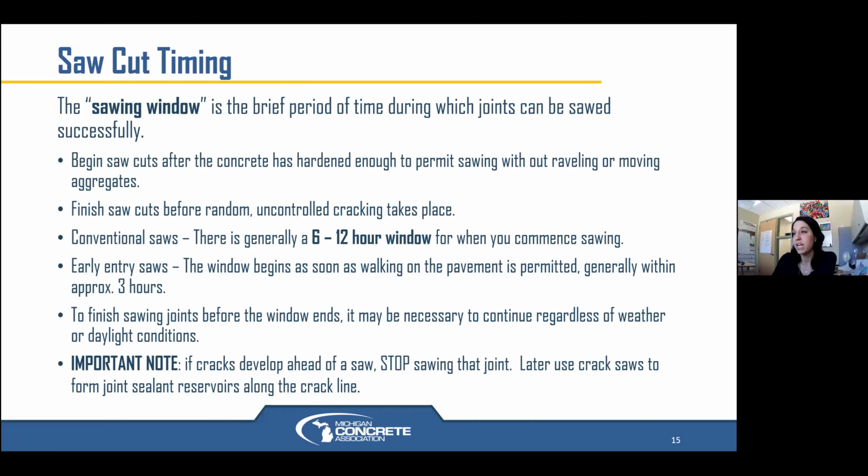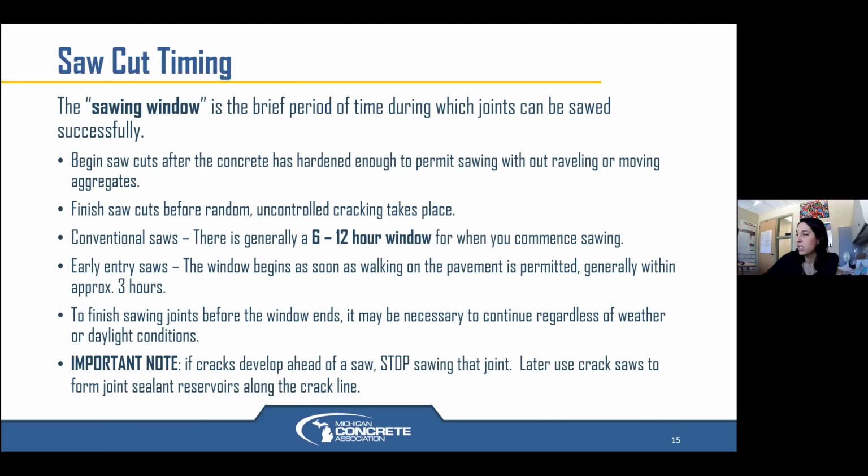Early entry saws have been a great addition to the market. The window begins as soon as walking on the pavement is permitted, and generally within maybe 3 hours. So those early entry saws, I'm seeing more and more because you're not waiting for that later window. With your conventional saws, you can get on the pavements a little earlier. To finish sawing the joints before the window ends, it may be necessary to continue regardless of weather or daylight conditions. And important, if cracks develop ahead of a saw, stop sawing at that joint and later use crack saws to form a joint sealant reservoir along that crack line.